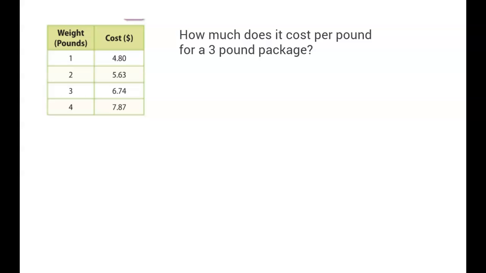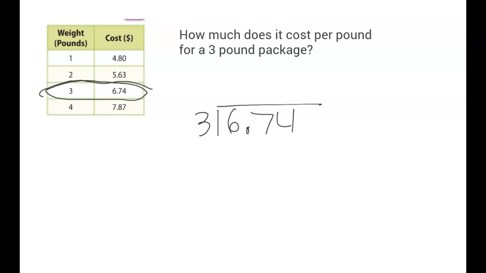So if I want to find out how much it costs per pound for a 3-pound package, I'm going to pay attention to this line right there. And so I'm going to divide 6.74 divided by 3. Again, I have a decimal on my dividend, so I'm going to go ahead and bring that up right away. 3 goes into 6 2 times.